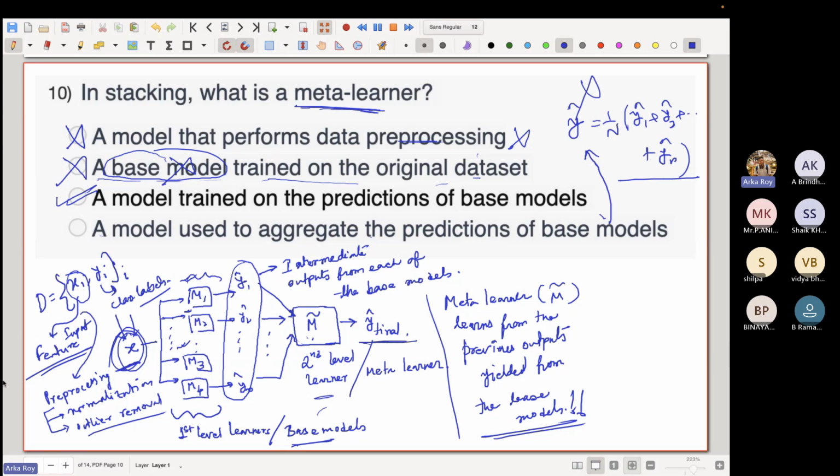We are not doing this. What we are doing, we are putting another model which tries to learn from these data to get the final prediction. It is not at all an average process or an aggregation process. So therefore, this also is not the correct option. So it is a model trained on the predictions of base models. So this is what it basically means.